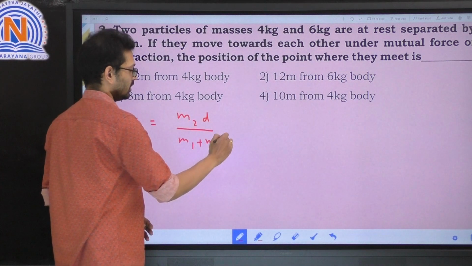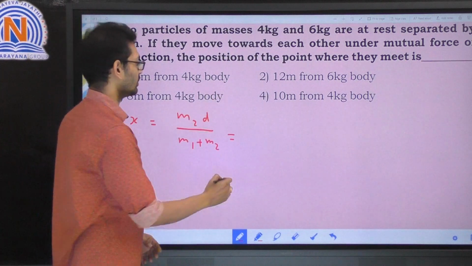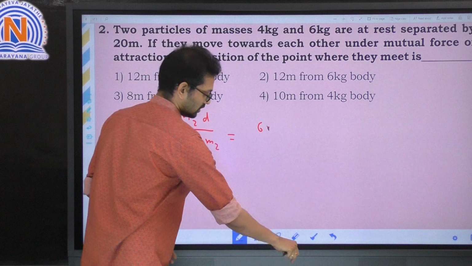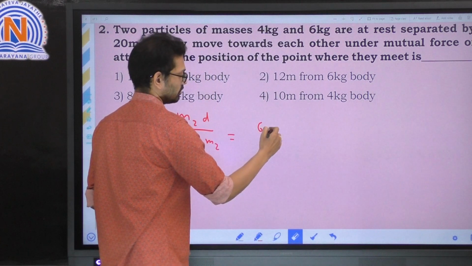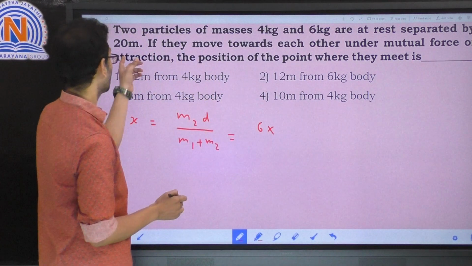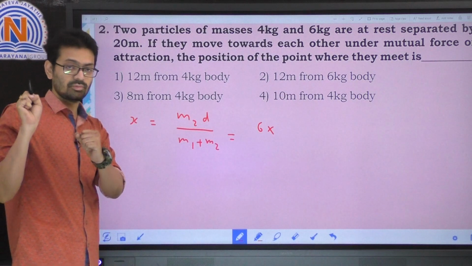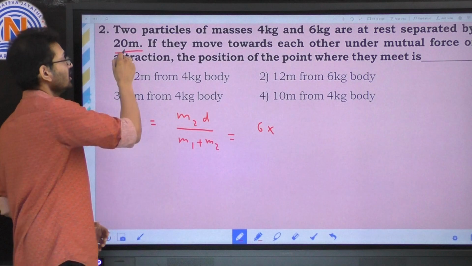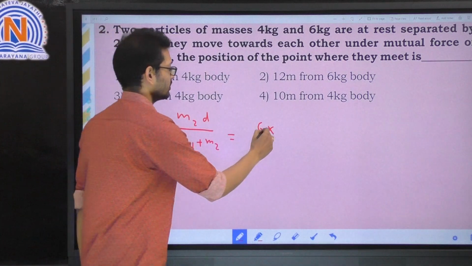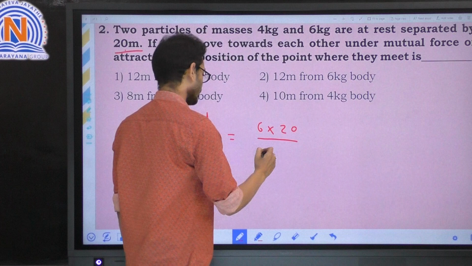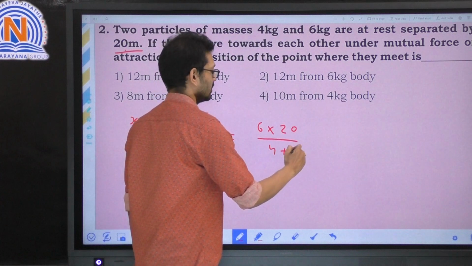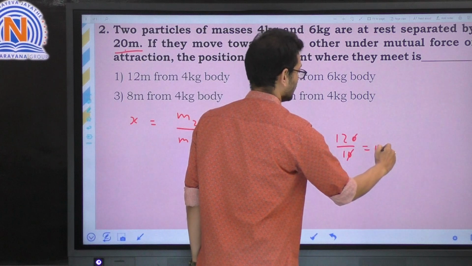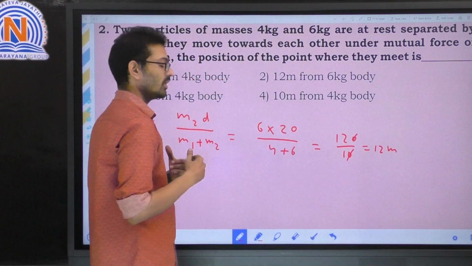plus m2. Now what is your m2 over here? It is 6. And what is your distance from that first mass m1? From m1 how much distance is it? Let us take the distance from m1 only, that is 20. We will take it as 20 by m1 plus m2, which is 4 plus 6, so 120 by 10. So you will be having 12 meters from the first mass.